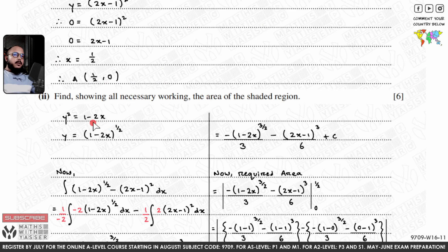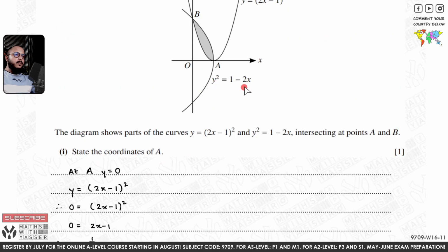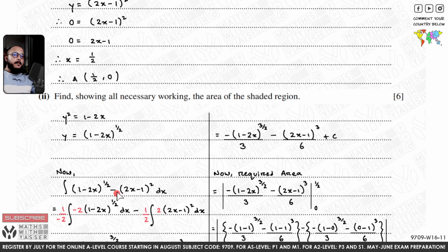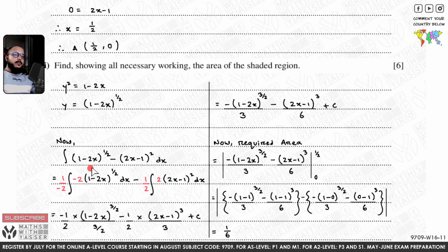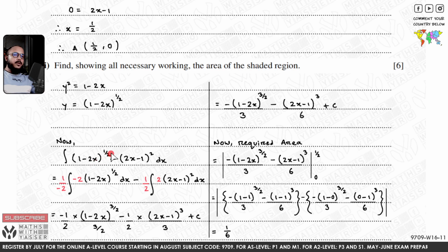But first we have to fix a few things. We were provided with one of the equations, which was y square equals 1 minus 2x. So let's change it to y. So y will be (1 minus 2x) to the power half. So basically I'm just square rooting both sides. That gives us y equals (1 minus 2x) to the power half. Now, as I told you, we need to integrate and we need to take away this area from (1 minus 2x) to the power half.